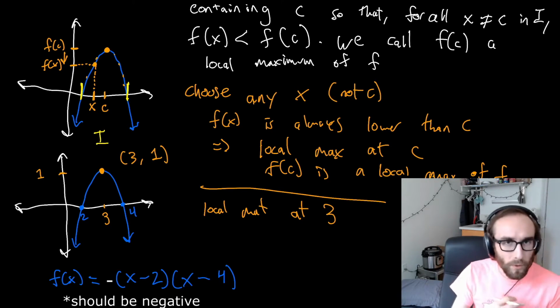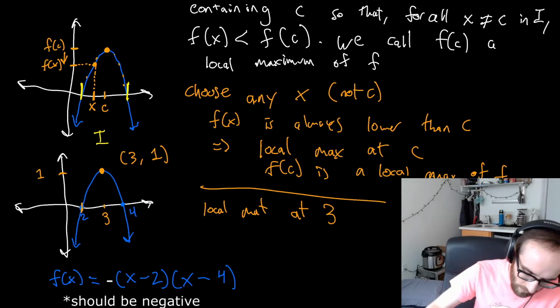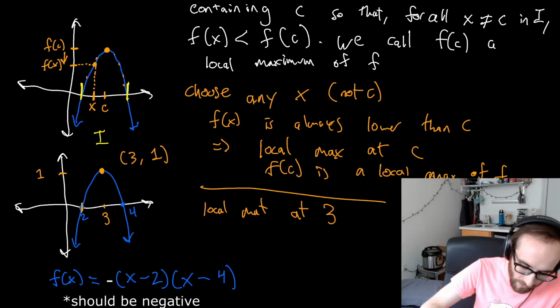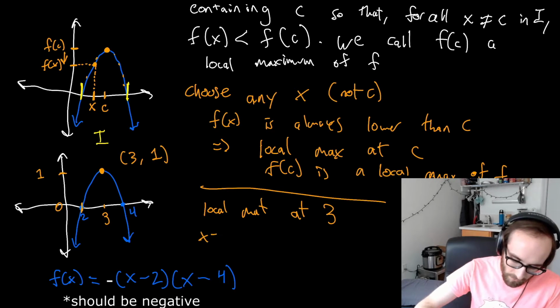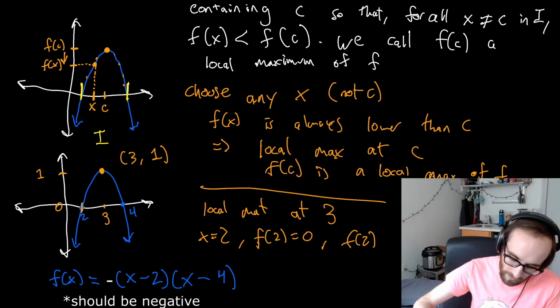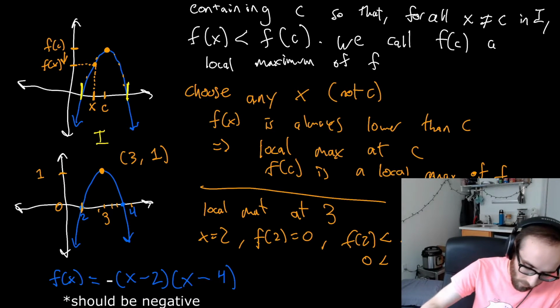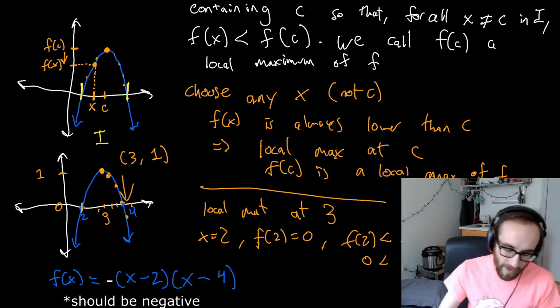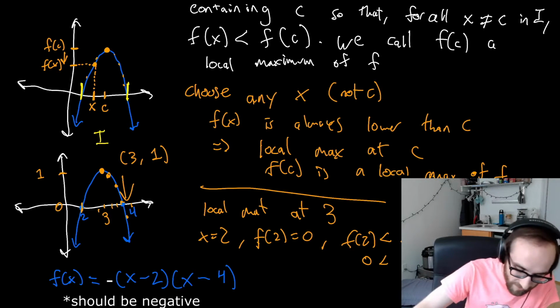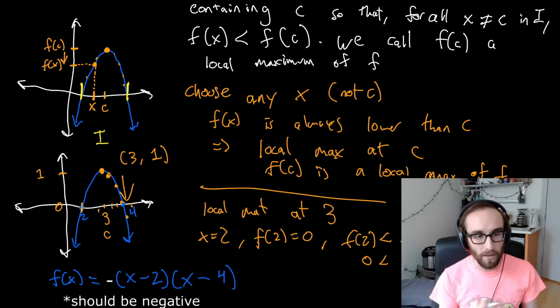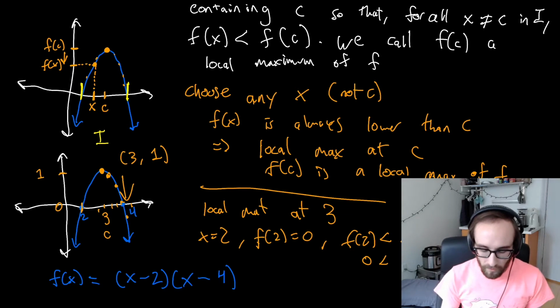And it's the local maximum because if we choose any other x value, if we choose 2, then we end up with an output of 0. So if x equals 2, f of 2 equals 0, and f of 2 is less than f of 3. In other words, 0 is less than 1. So for any x value that we choose, we're going to end up with some output value that's always less than the output we get at 3. So in this case, the c value is 3 for our function. All right, so that's local maximum.